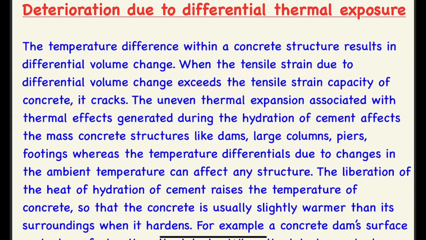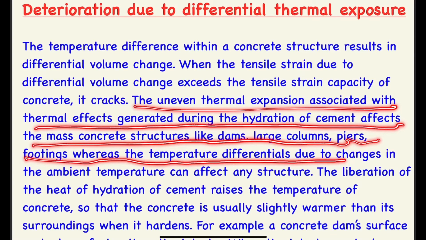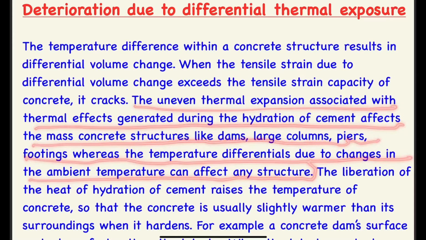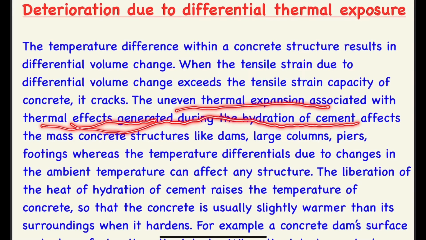The uneven thermal expansion associated with thermal effects generated during the hydration of cement affects mass concrete structures like dams, large columns, piers, footing, whereas the temperature differential due to changes in the ambient temperature can affect any structure. Okay. The uneven thermal expansion means when the thermal expansion is not even, it is fluctuating, associated with the thermal effects generated during the hydration of cement.